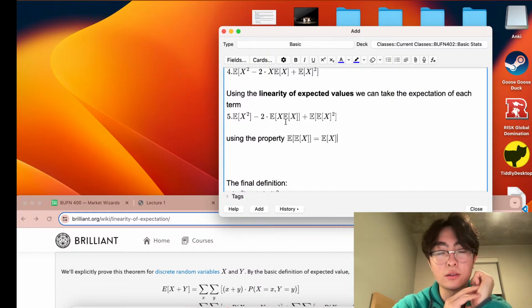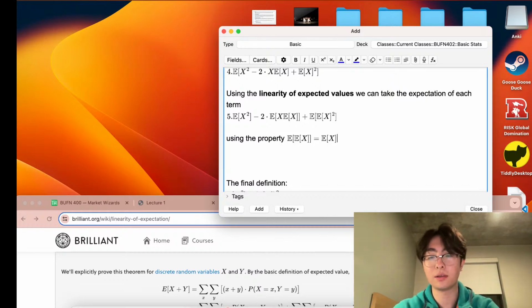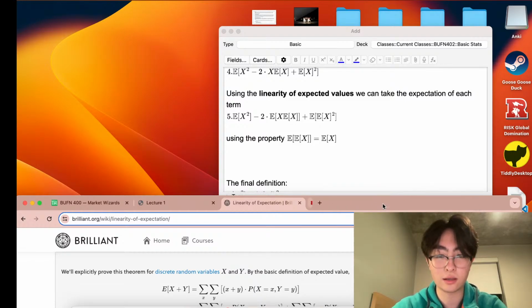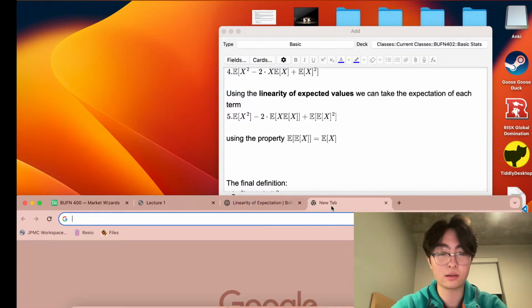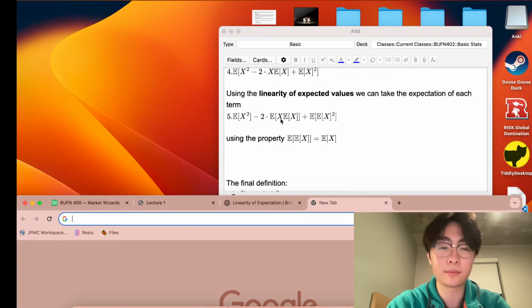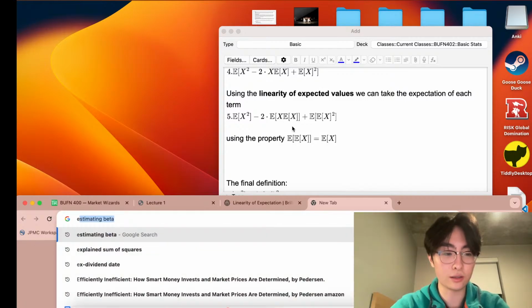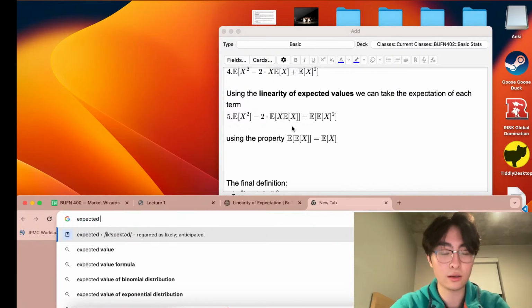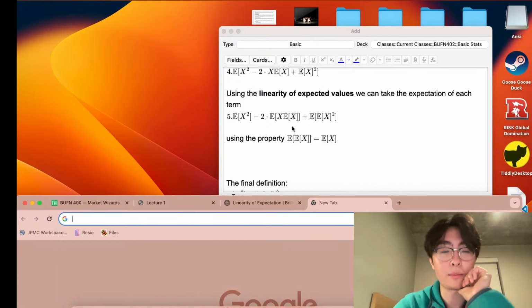So there's gotta be a way we could look at the expected value of x times expected value of x. Okay, so expected. This is product.